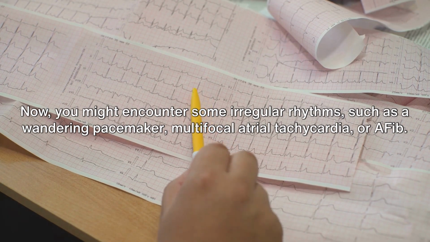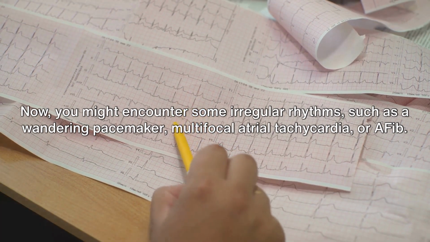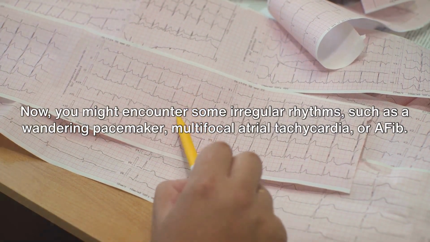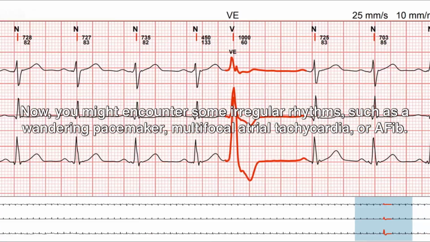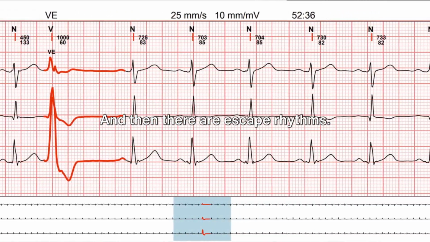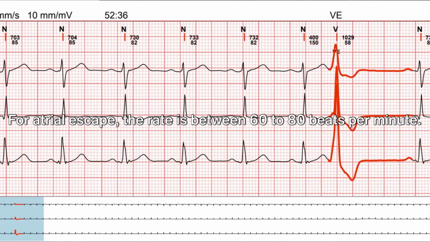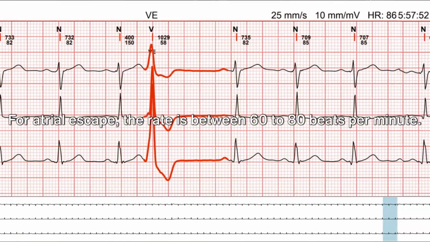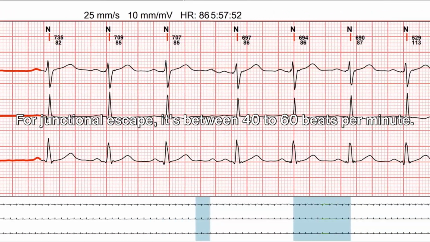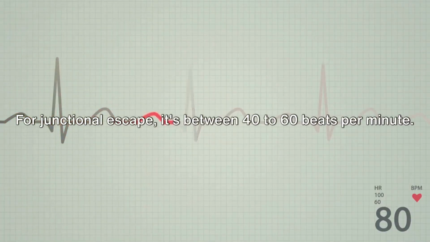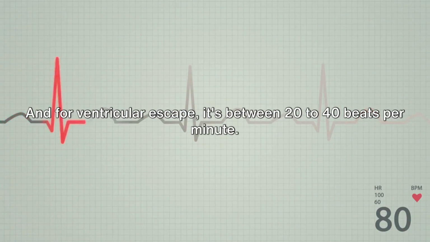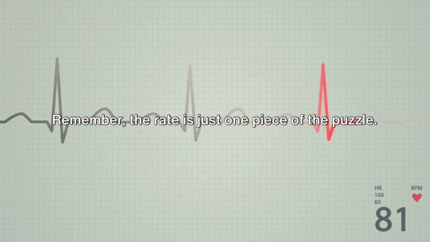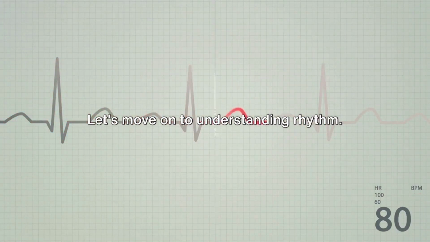Now, you might encounter some irregular rhythms such as a wandering pacemaker, multifocal atrial tachycardia, or AFib. And then there are escape rhythms. For atrial escape, the rate is between 60 to 80 beats per minute. For junctional escape, it's between 40 to 60 beats per minute. And for ventricular escape, it's between 20 to 40 beats per minute. Remember, the rate is just one piece of the puzzle. Let's move on to understanding rhythm.